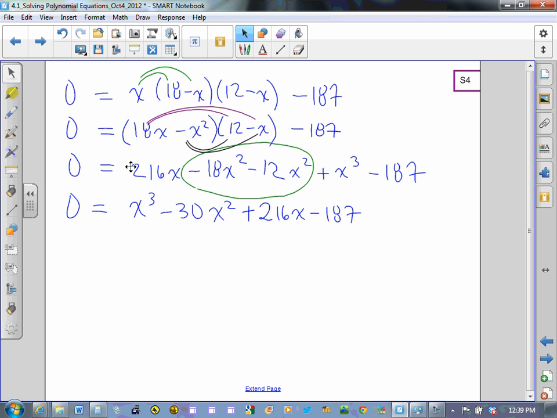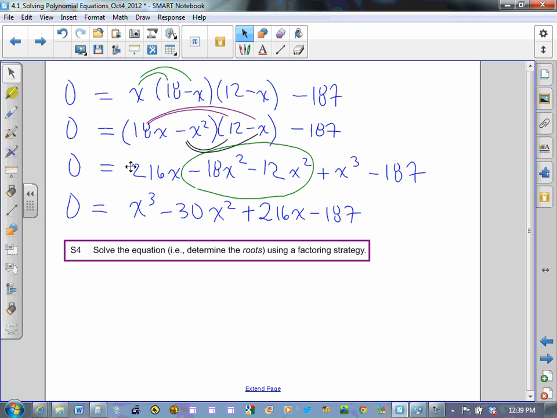Okay, so in the next video what we're going to do is solve the equation. That is to determine the roots to the equation using a factoring strategy, otherwise known as the factor theorem.